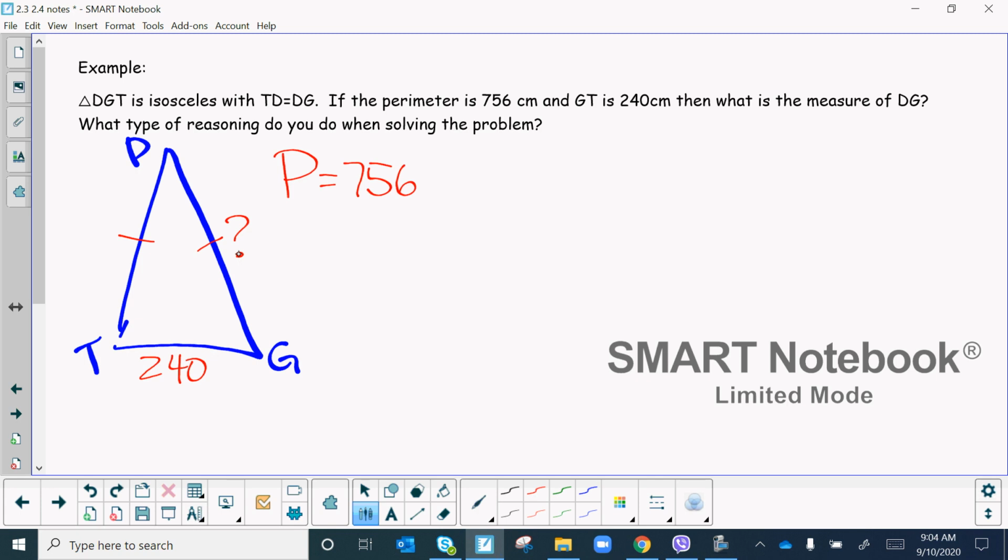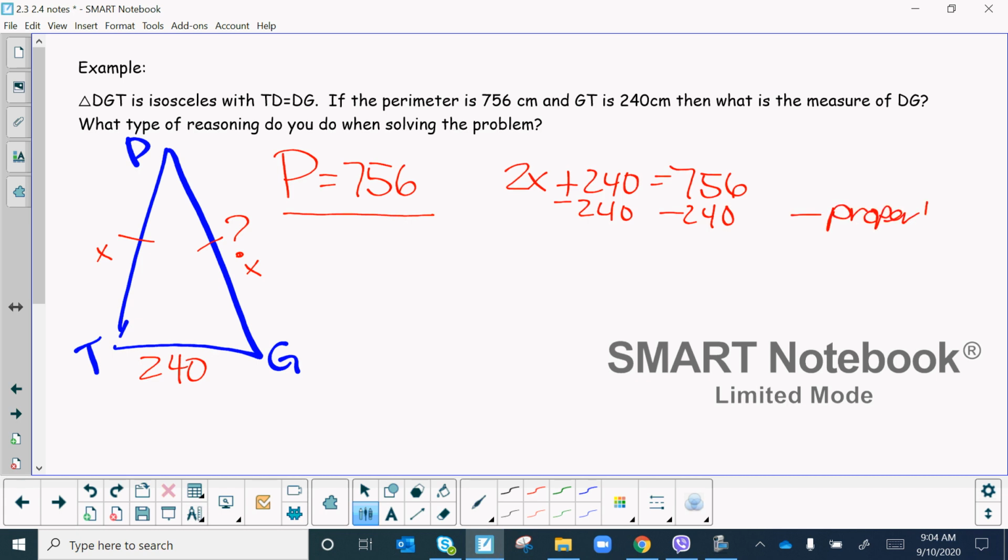What type of reasoning do you do when you're solving this problem? Okay, well, remember these two sides are equal, so we can represent these sides to be x and x because we have to show proof of our answer. So when we're working with perimeter, you know to add all three sides. So x plus x is 2x plus the 240 equals 756. I'm going to minus the 240 from both sides. That's the subtraction property or rule. That cancels, so then I get 2x equals 516.